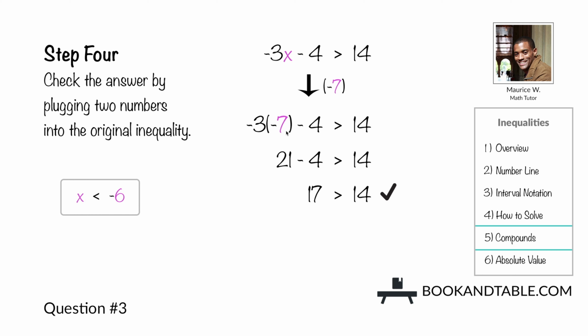When we plug in negative 7, negative 3 times negative 7 is 21. 21 minus 4 is 17, leaving us with the true statement, 17 is greater than 14. If we plug in negative 6, negative 3 times negative 6 is positive 18. 18 minus 4 is 14. And we wind up with the false statement, 14 is greater than 14. So that confirms that the answer to the second inequality in question number 3 was x is less than negative 6.